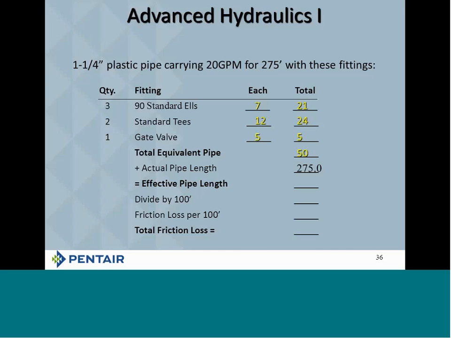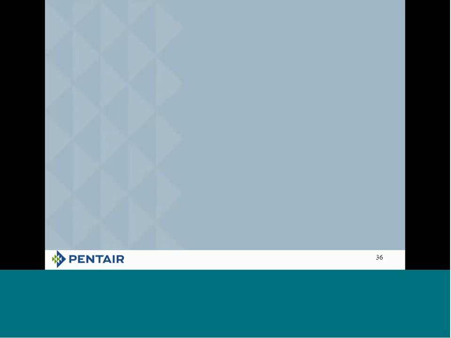If you add all those equivalent lengths of pipe together, you're going to come up with 50 feet of equivalent length of pipe. The actual length of pipe is 275, so when we go to our friction loss chart, the effective length of pipe is going to be 325. Now remember that in your friction loss chart, you have to divide that by 100. So if I divide 325 by 100, I get 3.25 100-foot lengths of pipe. The friction loss per 100 in 1¼ plastic pipe at 20 gallons a minute, earlier we said was 6. So I multiply 6 times 3.25, and I come up with 19 and a half feet of head.